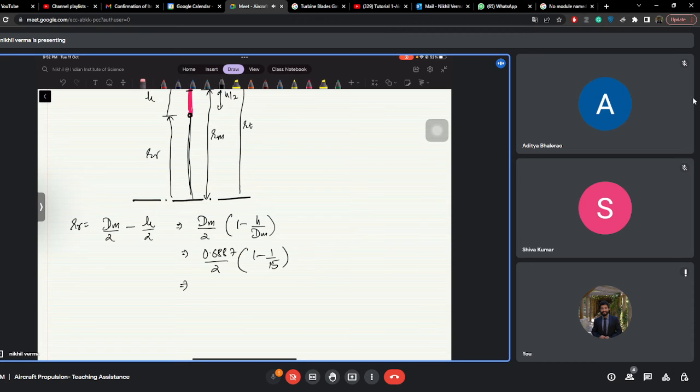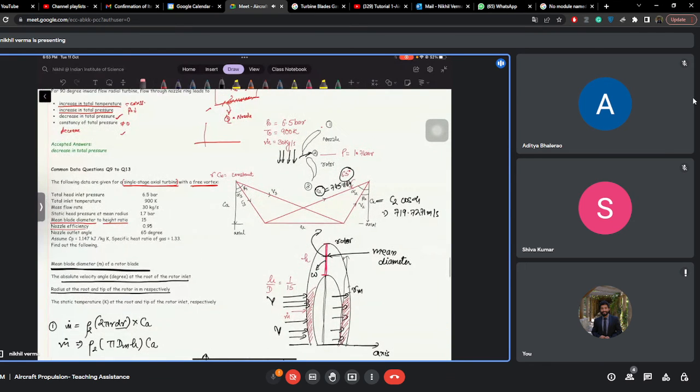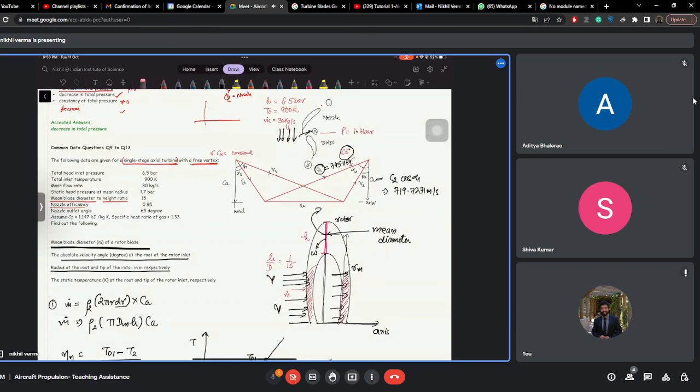Okay, so by 2. So this is 0.3214 meters, and r at the tip is dm by 2 plus h by 2, which is your 0.16886. This is your 0.3672 meters. Okay, so we have calculated the radius of the root and the tip of the rotor.